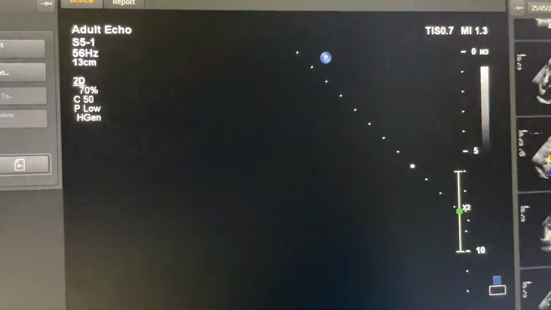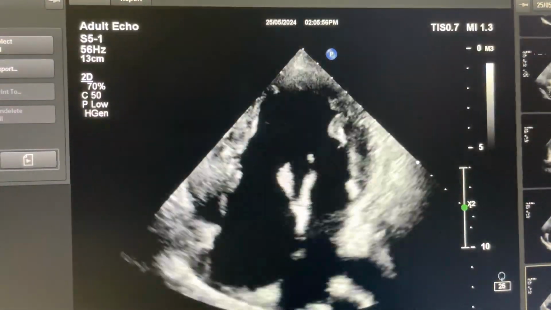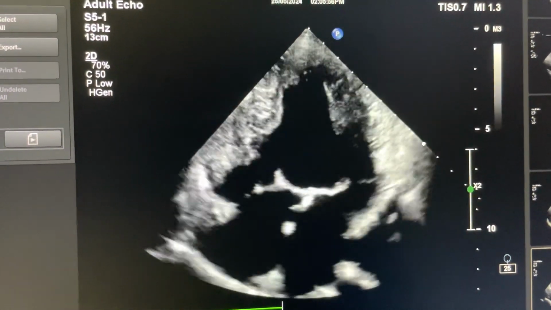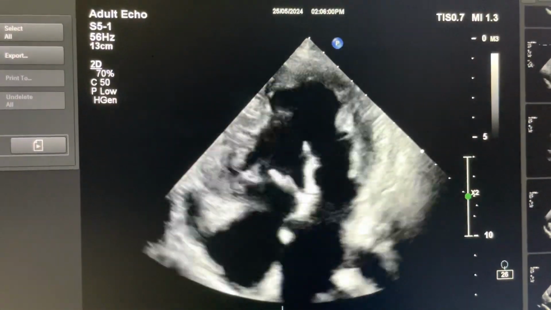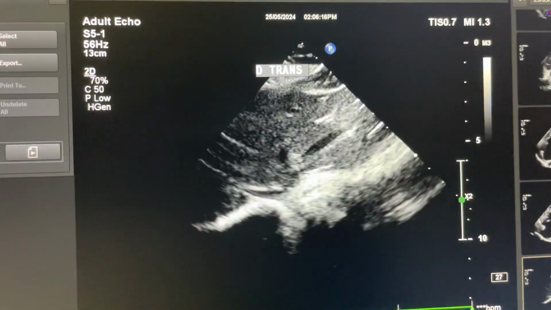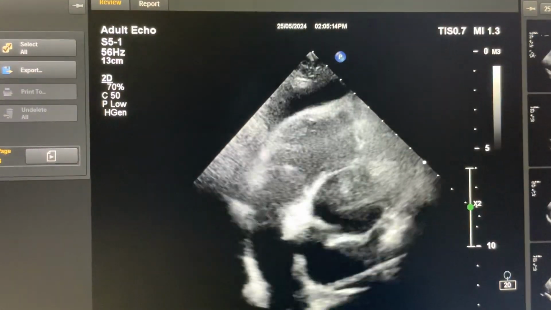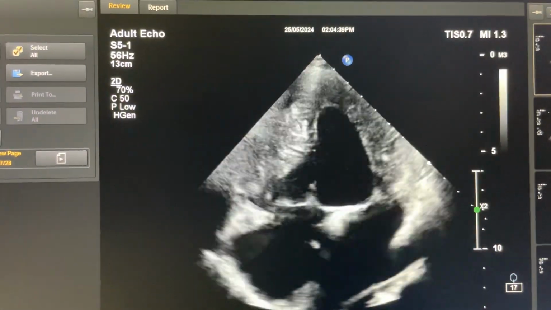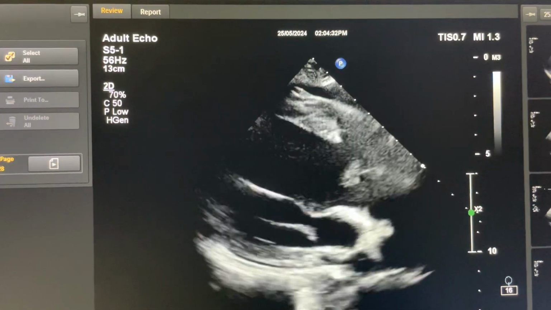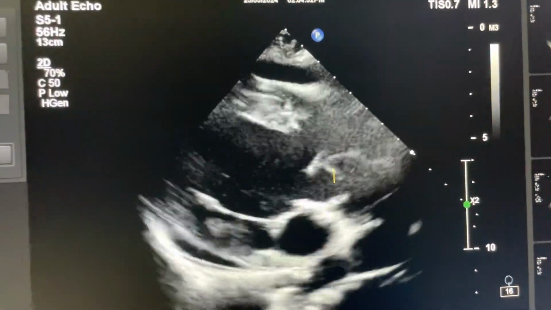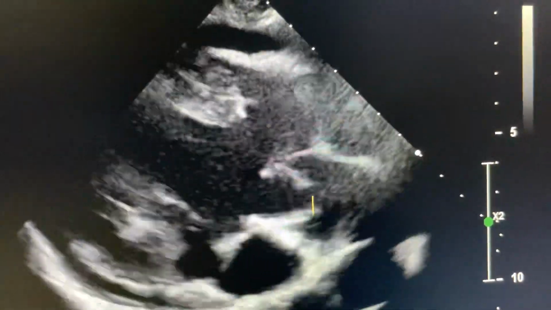Again double inlet single ventricle. Quite a good image, apical four-chamber view. So this is the case, detransposition, double inlet single ventricle with pulmonary valvular stenosis. You can see the pulmonary valvular stenosis. This is pulmonary valvular stenosis. You see the pulmonary valve is not opening to the full extent.